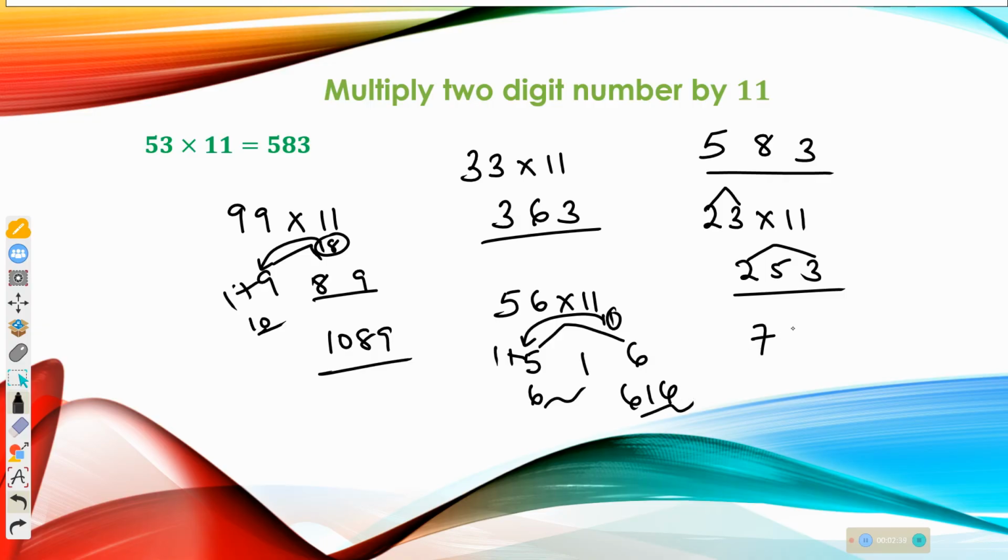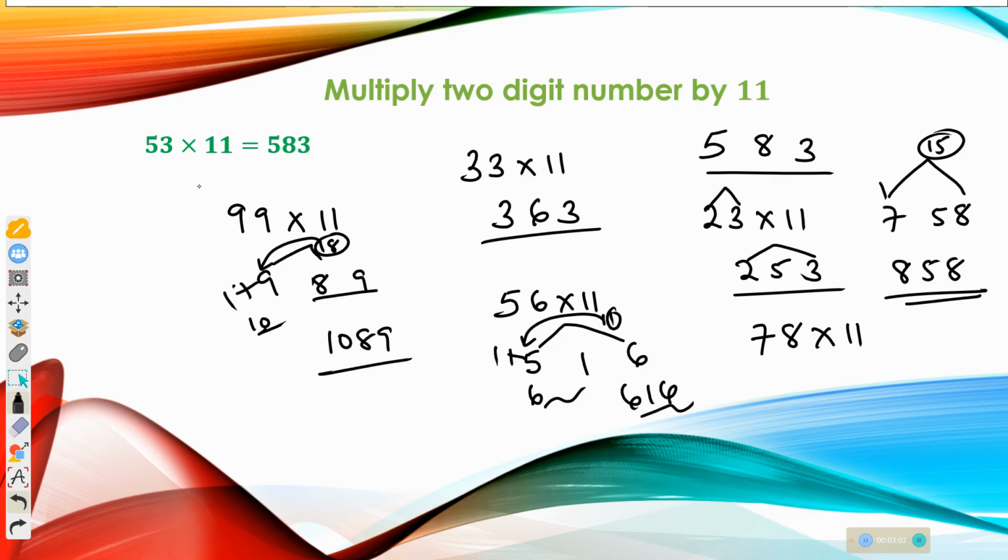Can you now solve for me 78 times 11 in just less than 3 seconds? Hey, make sure you get your answer. Simply write 7 and 8. Then 7 plus 8 will give you 15. Don't write 15 here. Simply write 5, transfer this 1 here. When you transfer that, you get 858. And that will be your answer.